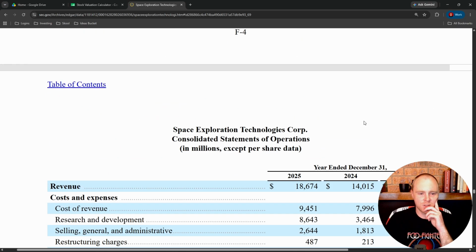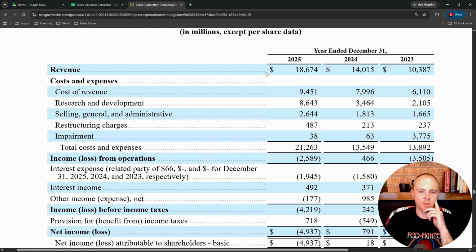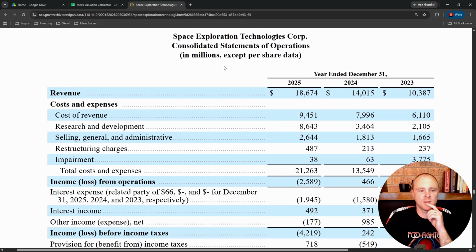Now, let's just jump straight in. We want to see what this business is actually making. At this stage, and this is in millions again, this business isn't just coming from nothing. It made 10 billion in 2023, 14 in 24, and 18 billion in 25. So its growth rate is very high for revenue.